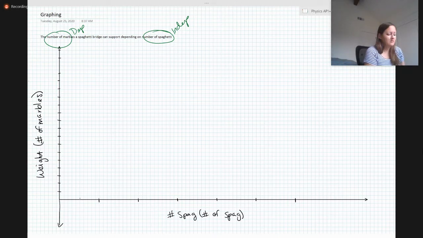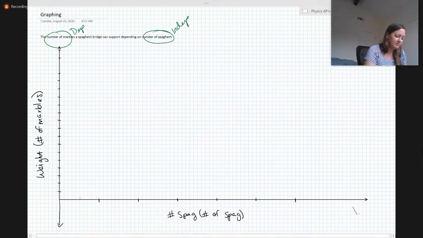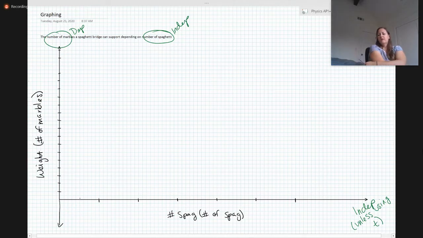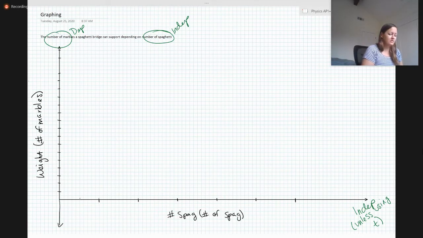The next thing is we almost always are going to put the independent on the x-axis, unless there's time. In which case time is always on the x-axis. We'll see why later. It lets you compare position, velocity, and acceleration graphs as long as you always put time on the x-axis. So no matter how you do a lab with time, that's where it always goes. But otherwise, you generally put your independent variable on that x-axis. So in this case, that was number of spaghetti.